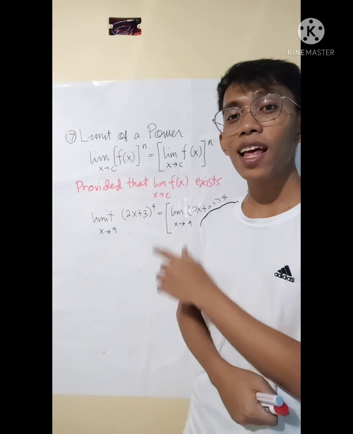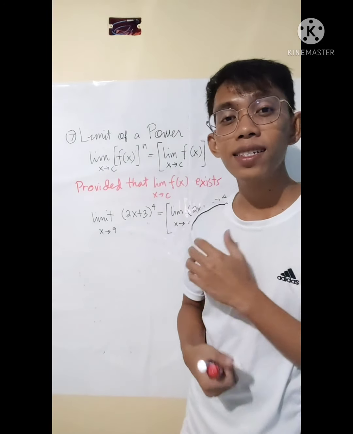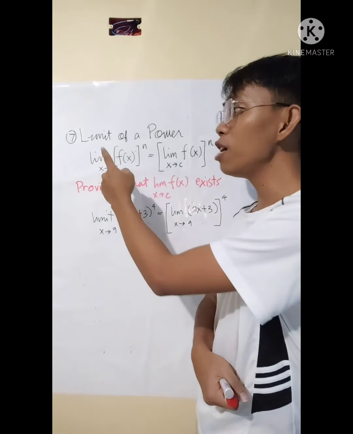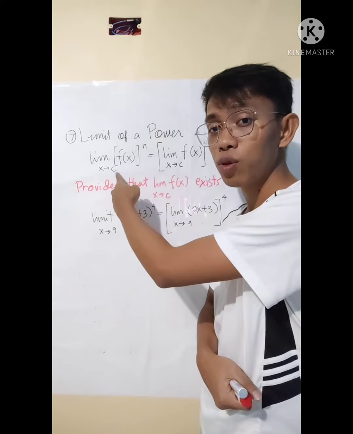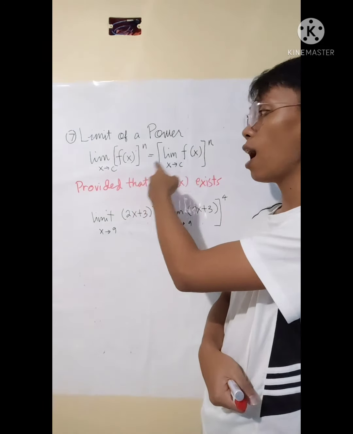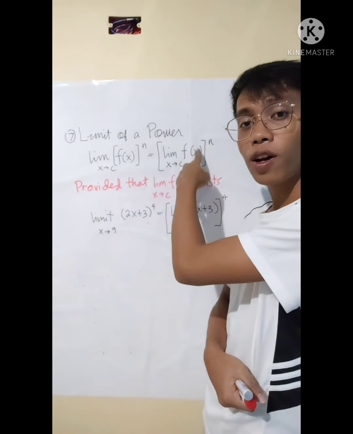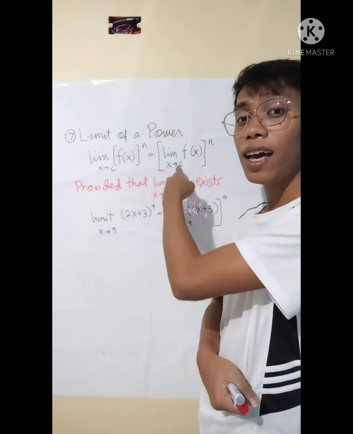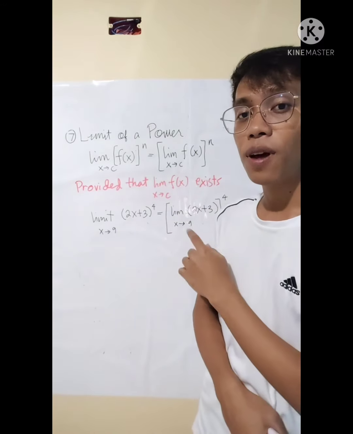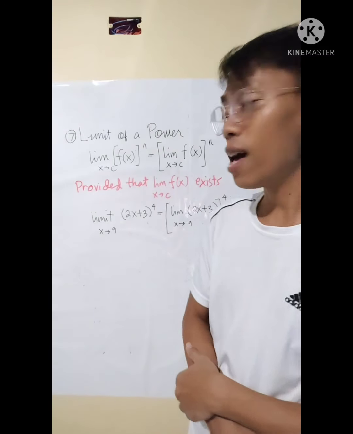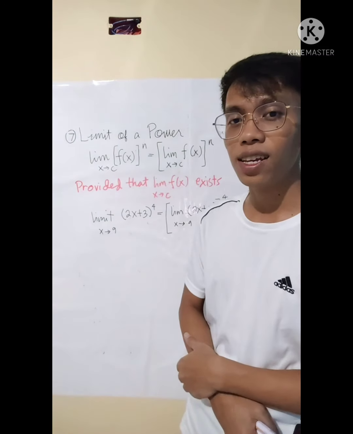Number 7, the limit of a power. Ang sinasabi naman nito, ang limit daw ng function na nire-raise sa power n as x approaches c ay equal daw sa kunin mo na yung limit ng function as x approaches c, saka i-raise yung sagot sa power na n. Provided that the limit of f of x as x approaches c exists.